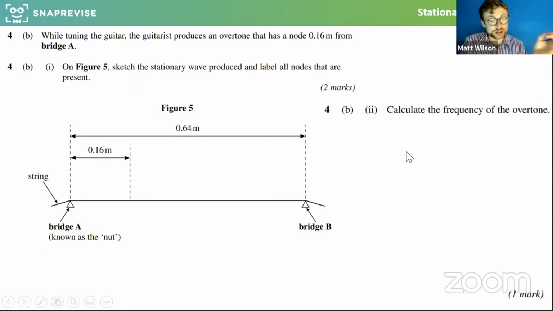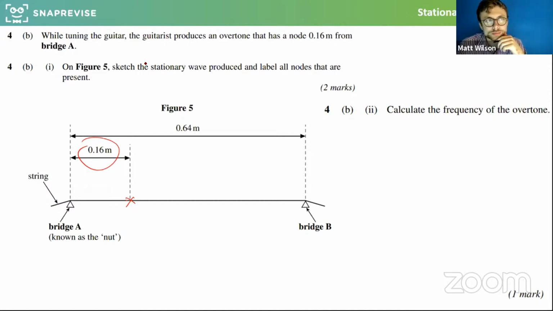Okay. While tuning a guitar, the guitarist produces an overtone that has a node 0.16 meters from bridge A. Okay, there's a node here. So what were the nodes? The nodes of a stationary wave, they were the bits that don't move. So we know there's a point that doesn't move here. Okay, on figure 5, sketch the stationary wave. This should really be a stationary wave. There's a lot of answers to this. Sketch the stationary wave produced and label all nodes that are present.